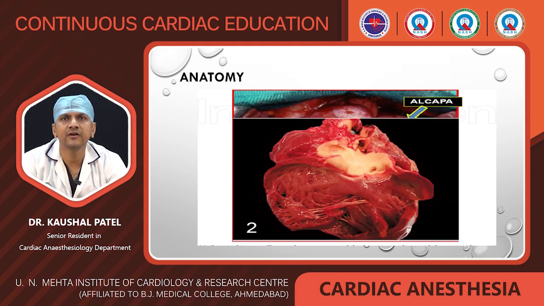Similarly, in the internal anatomy of the right heart, the cut section shows the right ventricular outflow tract, followed by the pulmonary artery and the pulmonary valve. In the pulmonary artery, you can see that there is an opening in one of the pulmonary cusps, that is cusp number 1, sinus 1, which gives rise to the left main coronary artery. It is called ALCAPA.